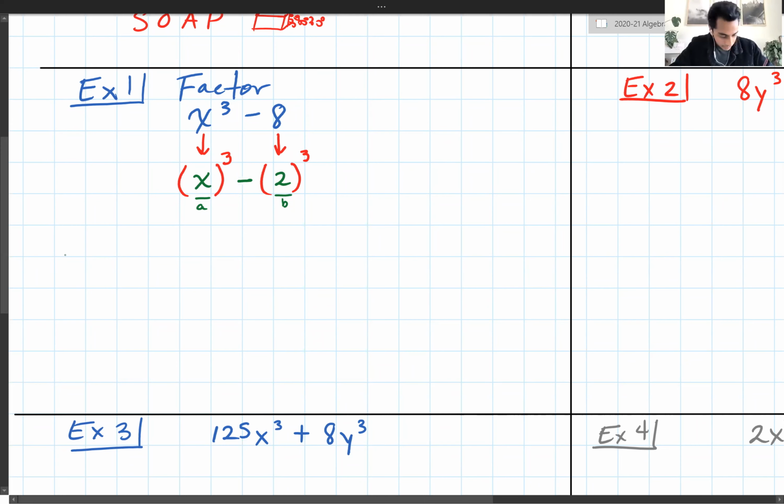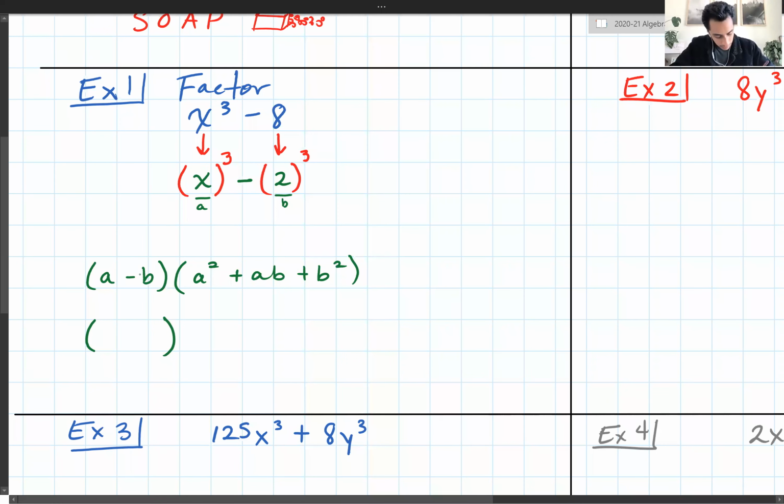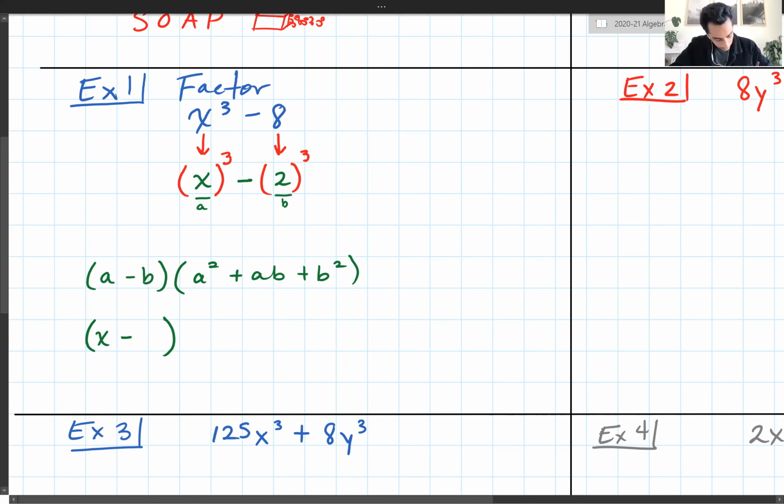So that means it's going to factor into a minus b times a squared plus ab plus b squared. Okay, where did this come from? This came from the general form from box number 2. All right, so all we have to do is make substitutions. Instead of a and instead of b, what am I going to actually use for a and what am I going to actually use for b? There you go. X will go in instead of a, so I have x minus, instead of b, it's just going to be 2.